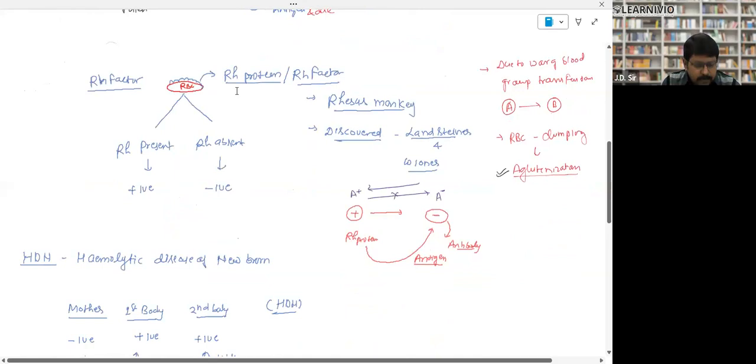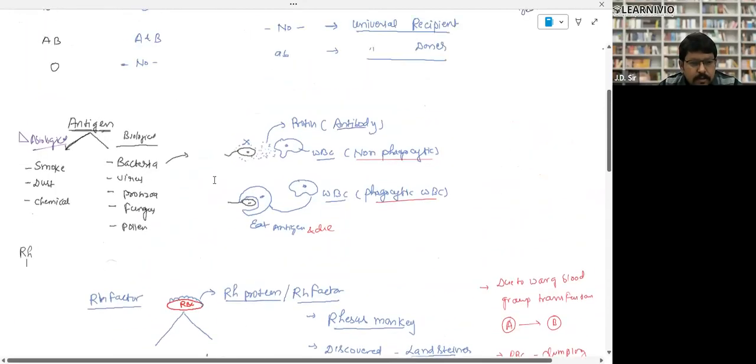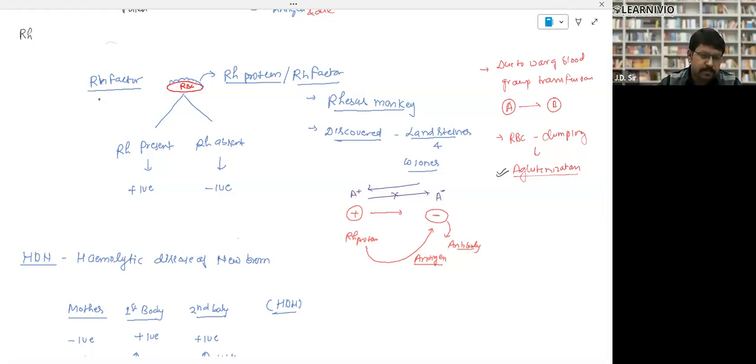Now put the heading RH blood group or RH factor. This is not a subcategory of blood and its components. This is a new heading, different from ABO blood group. Basically, this is something else. RH means rhesus.